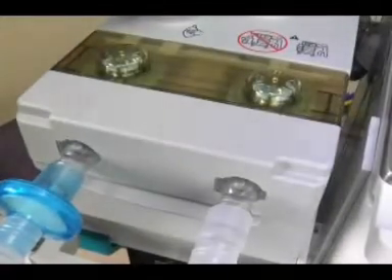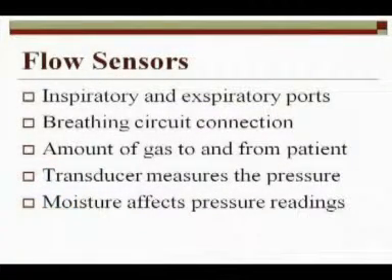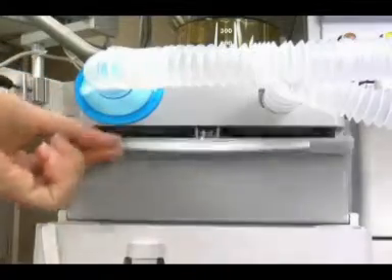The flow sensor module has 2 ports, and this is where the breathing circuit connects to the machine. The sensors tell the system how much gas is going to and from the patient. A transducer measures the pressure, but moisture can build up and affect the pressure readings.